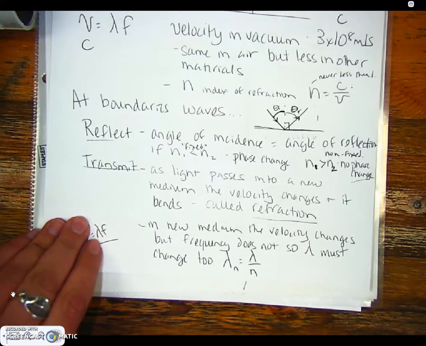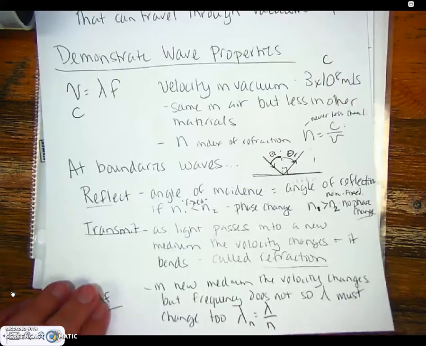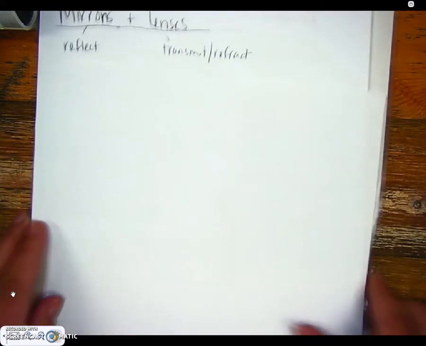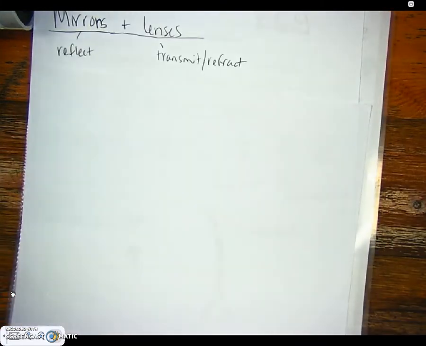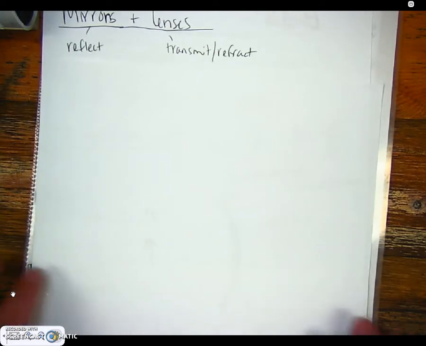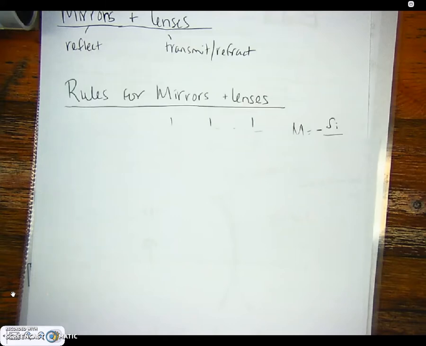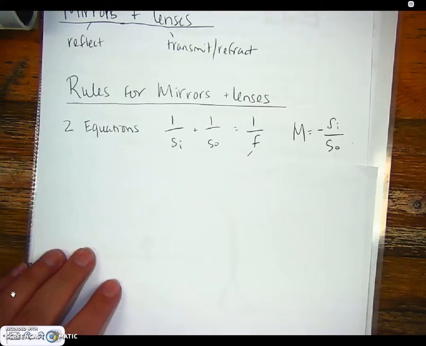But let's go ahead and go back to this reflection and transmission and talk about it in terms of mirrors and lenses to start. A mirror is something that reflects light, and lenses transmit or refract, or bend, light, right? The whole purpose for both of them is to create images. There are two equations that can be used for both a mirror and a lens, and they are the same, but we'll distinguish what makes things different in terms of mirrors and lenses with our rules in a minute.